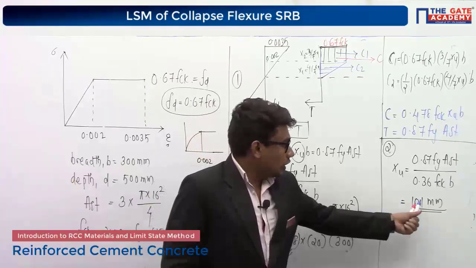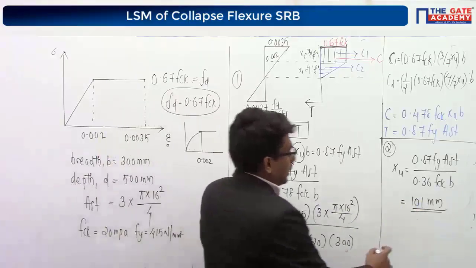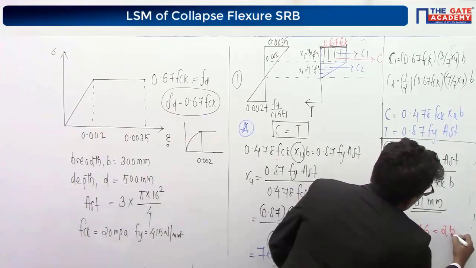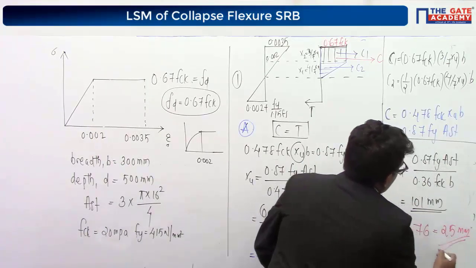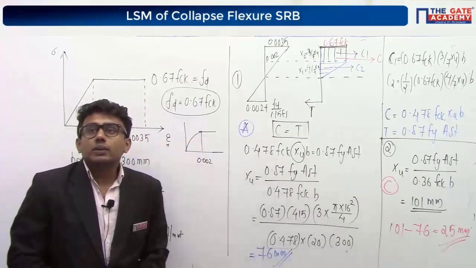Right now, this is 101. This is 76. He is asking you the difference between them. The difference is 101 minus 76, which is equal to 25 mm. Answer will be C, that is 25 mm.